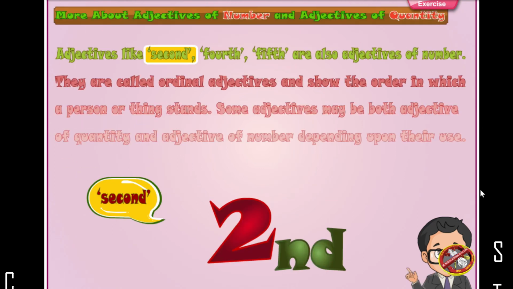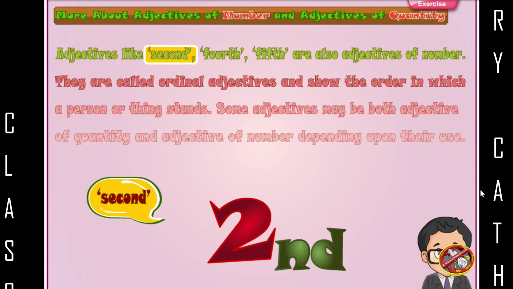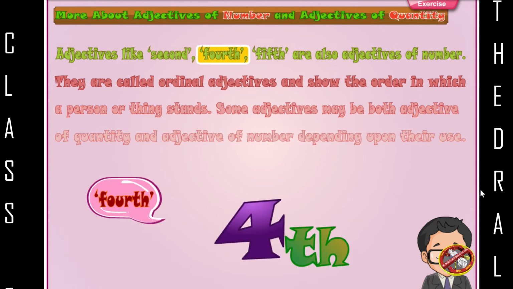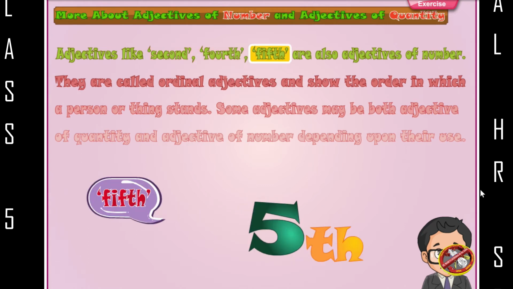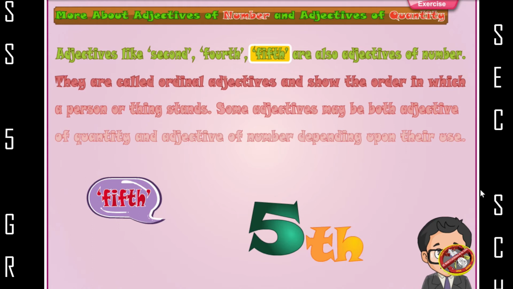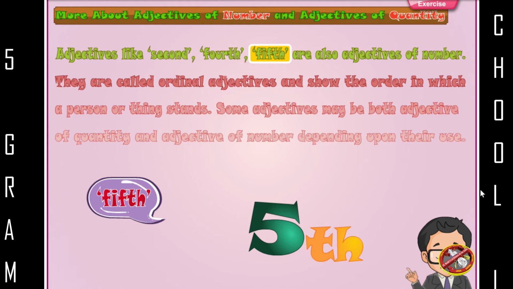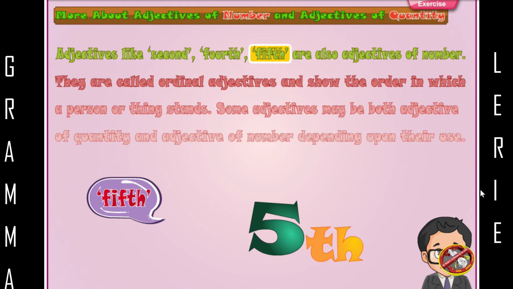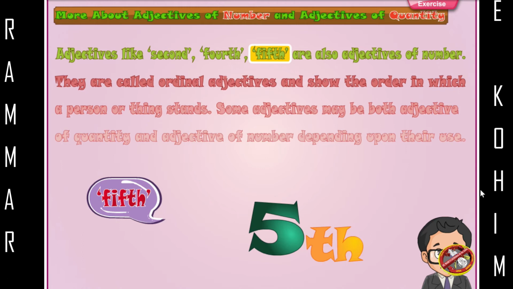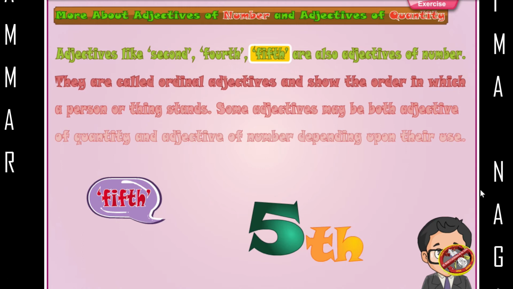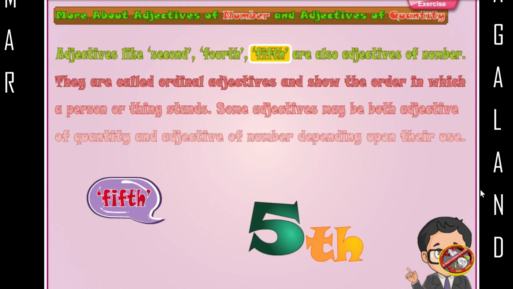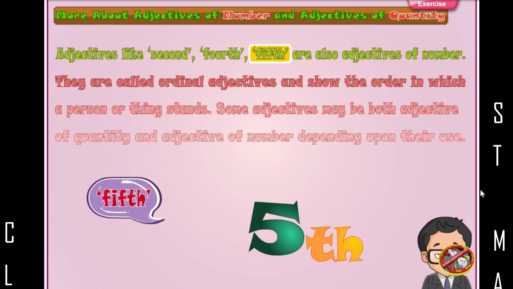More about adjectives of number and adjectives of quantity. Adjectives like second, fourth, fifth are also adjectives of number. They are called ordinal adjectives and show the order in which a person or thing stands. Some adjectives may be both adjectives of quantity and adjectives of number depending upon their use.